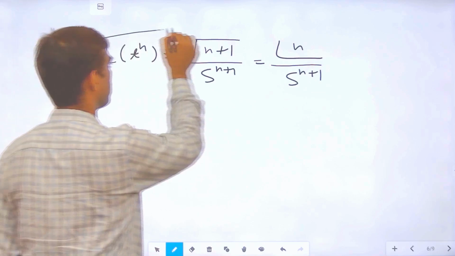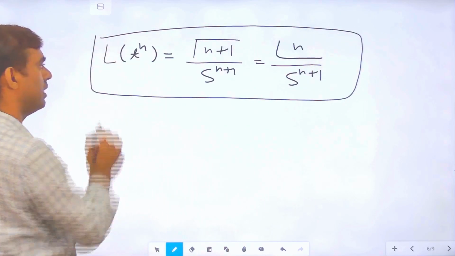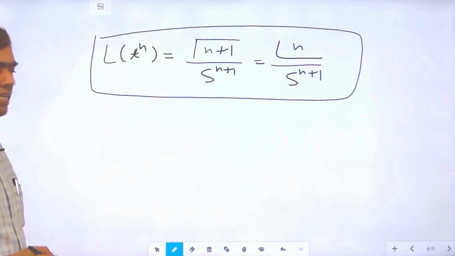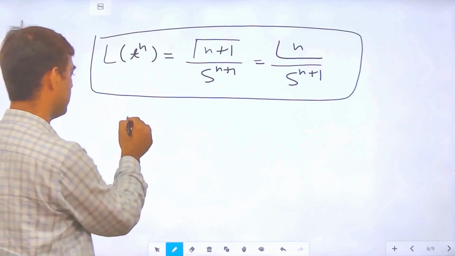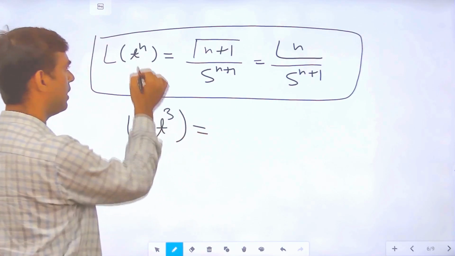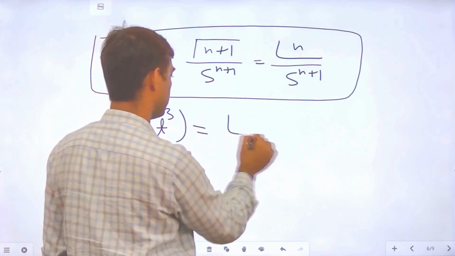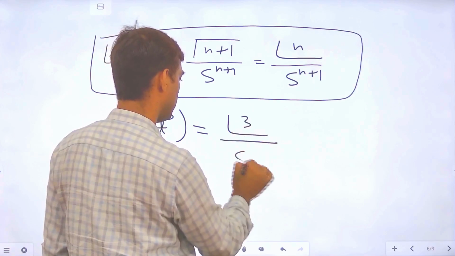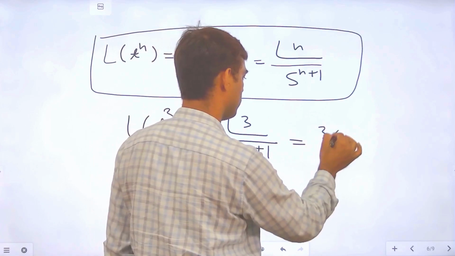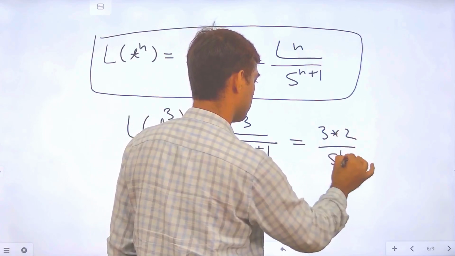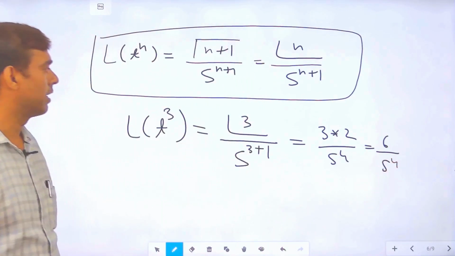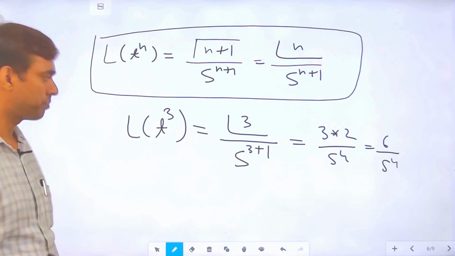So whatever the power of t to the power n, we are able to directly write the Laplace transform of any power of t. For example, if we try to find the Laplace transform of t to the power 3, what is the value of n? n is 3. So here we write factorial 3 upon s to the power 3 plus 1. This becomes 3 into 2 divided by s to the power 4, which is 6 by s to the power 4. So this is the Laplace transform of t to the power 3.